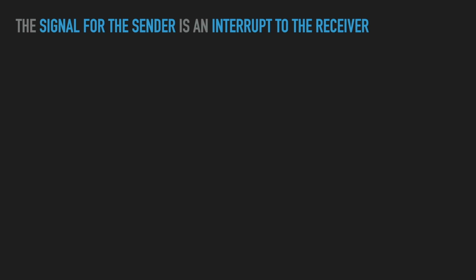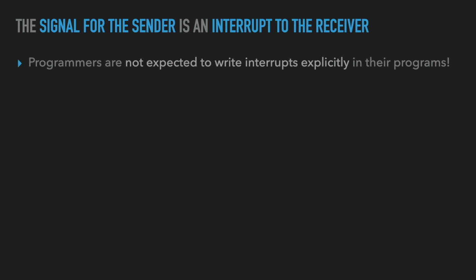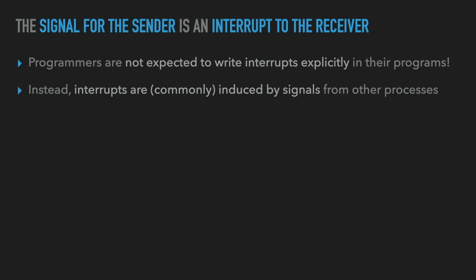While we include interrupts as part of computations so as to explain their computational behavior, we do not expect programmers to write these interrupts explicitly in their programs. Instead, these interrupts are commonly induced by signals issued by other parallel processes. To better explain this, let's return to our running example and consider the client computation and the server computation being run as two parallel processes.